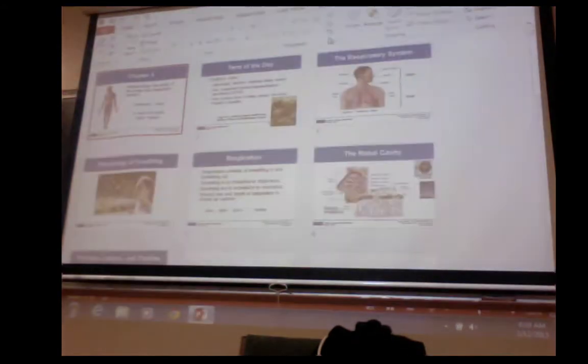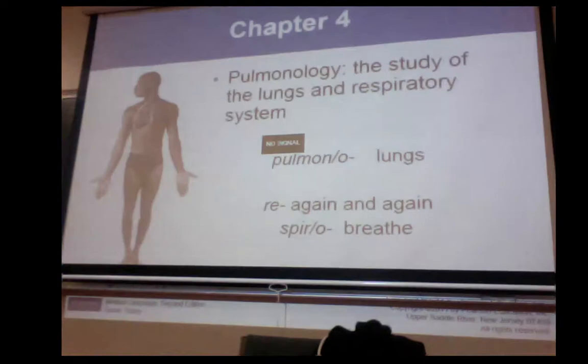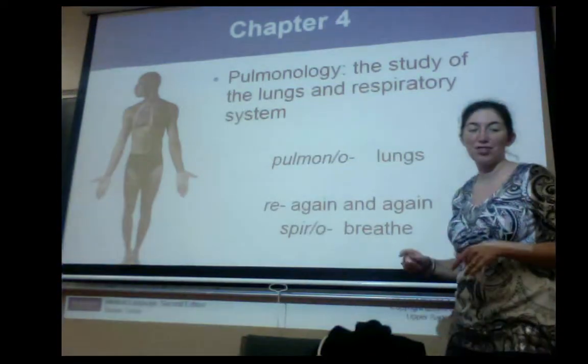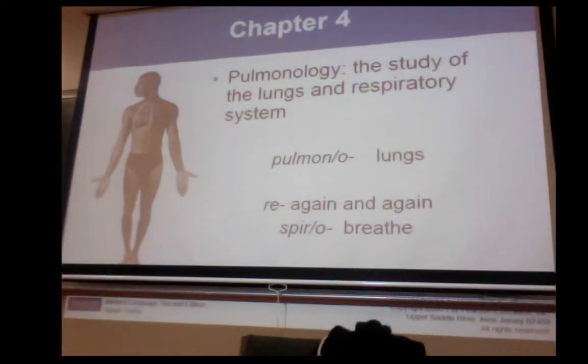Now on to Chapter 4, which is the respiratory system, which has significantly fewer parts. The gastrointestinal system and skin are probably the two longest chapters. They have the most parts. And then also a lot of diseases that go along with those parts.